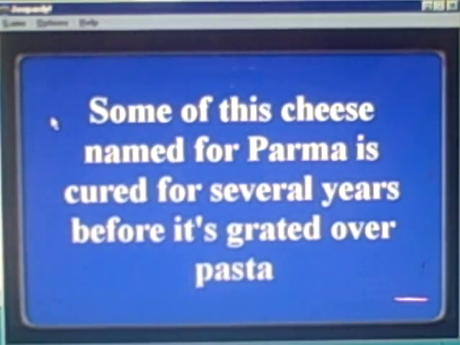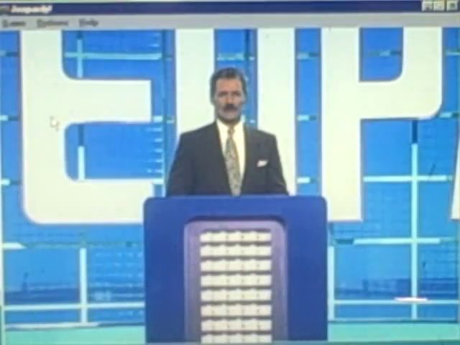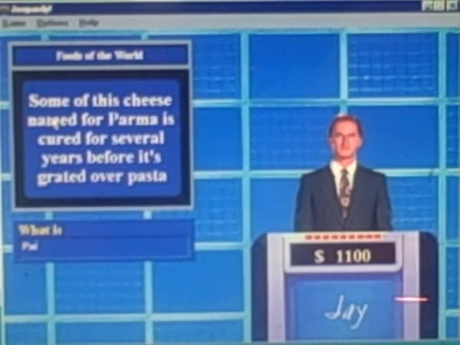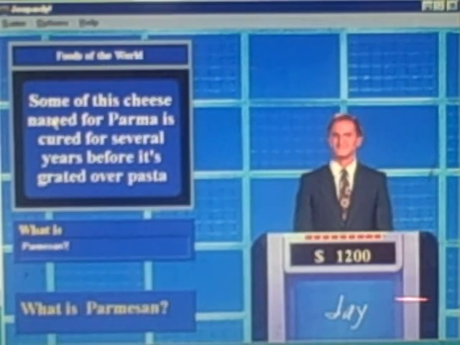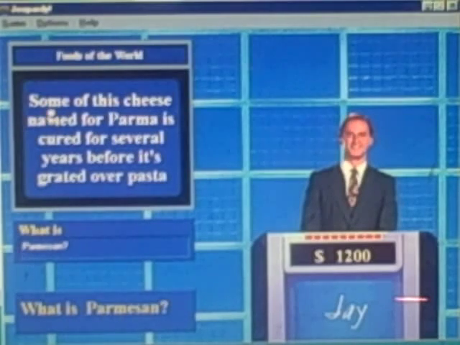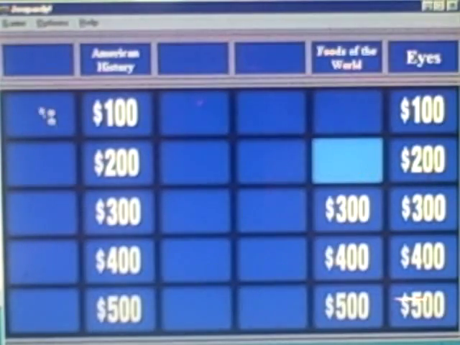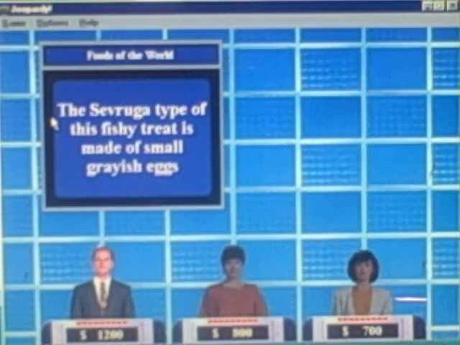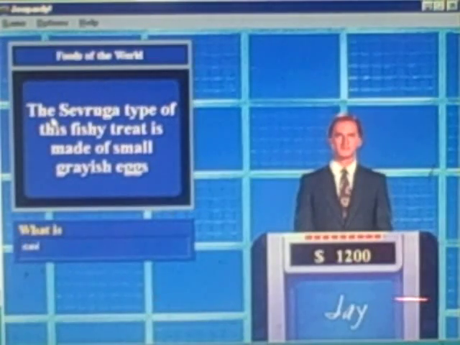Some of this cheese, named for Parma, is cured for several years before it's grated over pasta. Contestant number 1. What is Parmesan? Yes, that's correct. Foods of the World 200. Contestant number 1. The Sevruga type of this fishy treat is made of small grayish eggs. Contestant number 1. What is caviar?